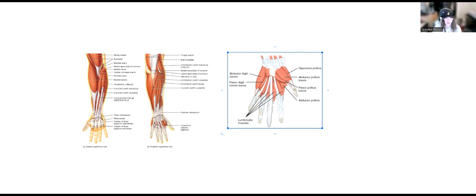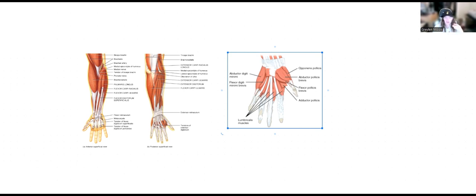Extensor carpi ulnaris, ECU. It inserts onto the base of the fifth metacarpal, and it's going to extend, but where's it going to deviate? Towards the ulna, right? Because it's ulnaris. Then we have the extensor digitorum, extensor expansions.